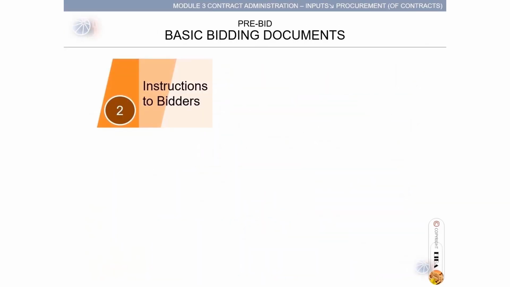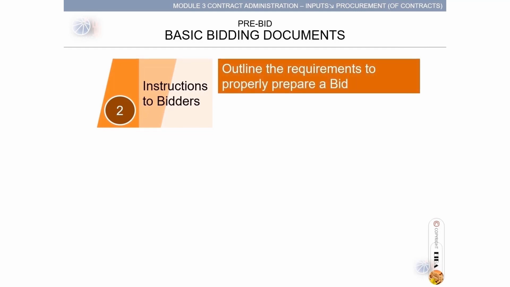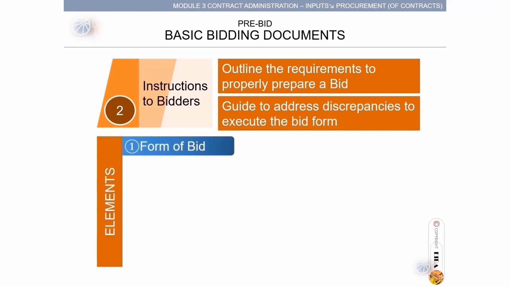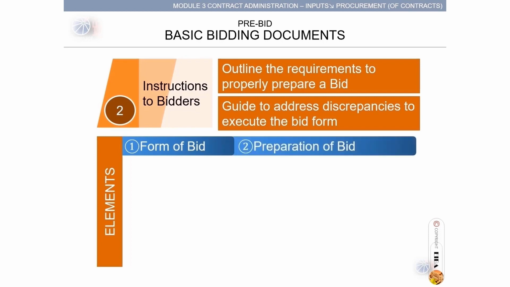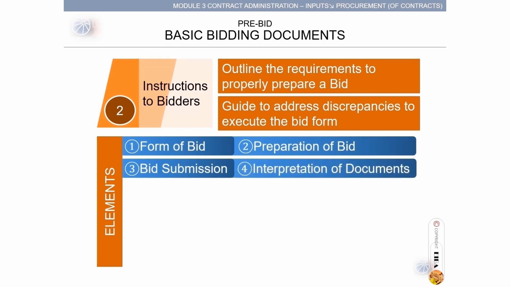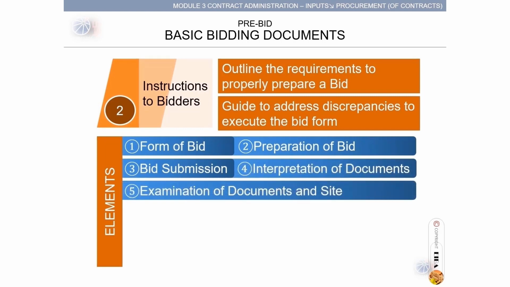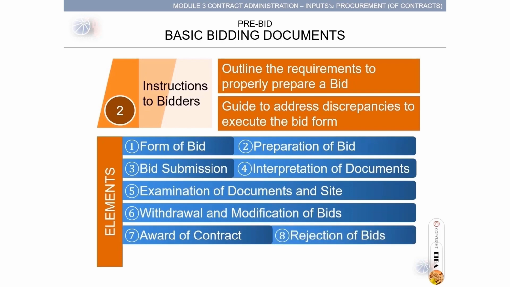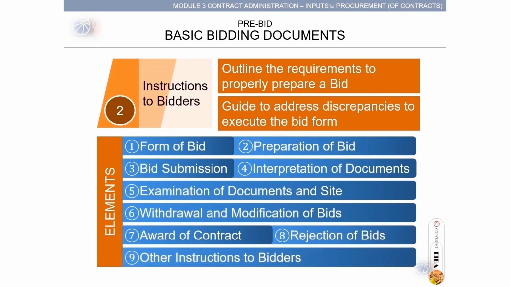Second, instructions to bidders. They outline the requirements to properly prepare a bid and guide how to address discrepancies and execute the bid form. The elements in the second step are: 1. Form of bid, a standard form. 2. Preparation of bid. 3. Bid submission, how and when. 4. Interpretation of documents. 5. Examination of documents and site. A visit can be arranged. 6. Withdrawal and modification of bids. 7. Award of contract. 8. Rejection of bids, criteria and processes. 9. Other instructions to bidders. The instructions must be strictly followed to prevent failure of bidding.